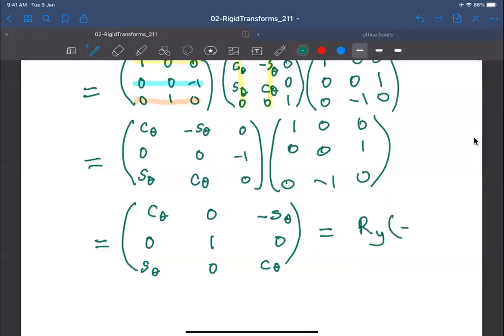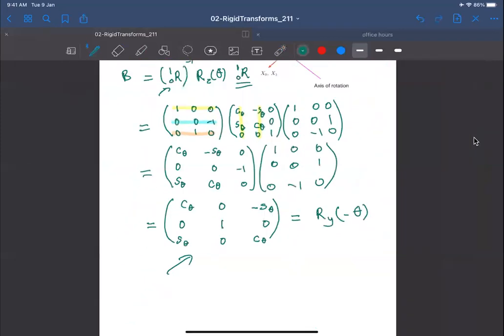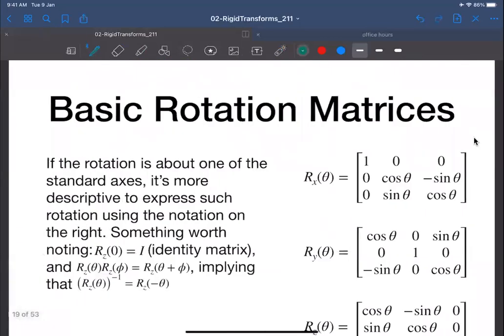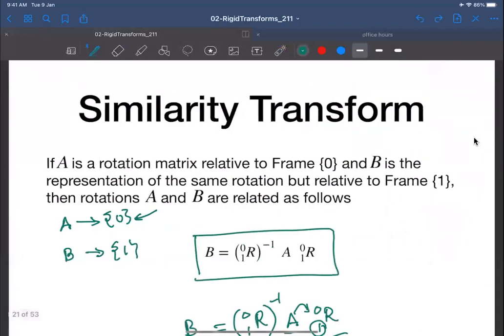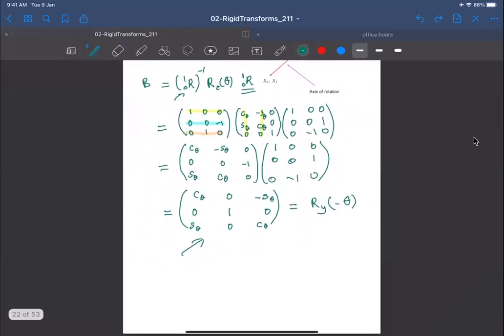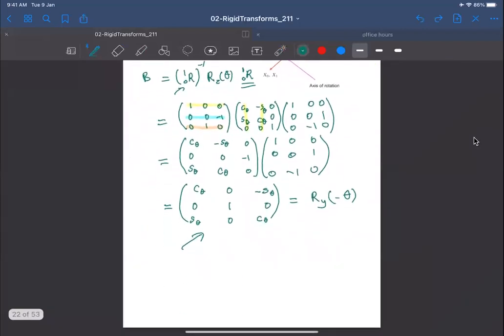Okay, as you see, this is nothing but Ry of minus theta. If you go back and compare this structure here with Ry of theta, you'll find that the negative sign is here in Ry of theta. So if you have Ry of minus theta, the negative sign will be flipped from here to here, from trigonometry. Yeah, you see it. Okay, so it's exactly the same.